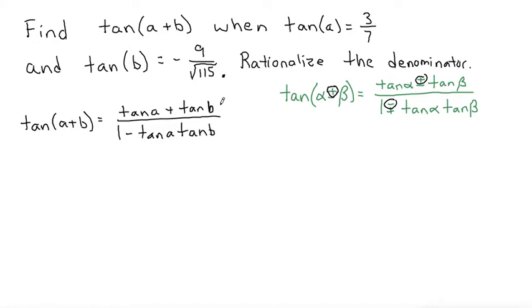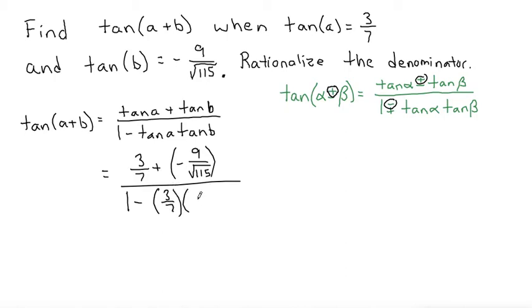Okay, so from here, since we know tan of a is 3 over 7 and tan b is negative 9 over root 15, we can just plug those in directly. So that gives us 3 over 7 plus tan b, negative 9 over root 15, over 1 minus tan of a, 3 over 7, tan of b, negative 9 over root 15.